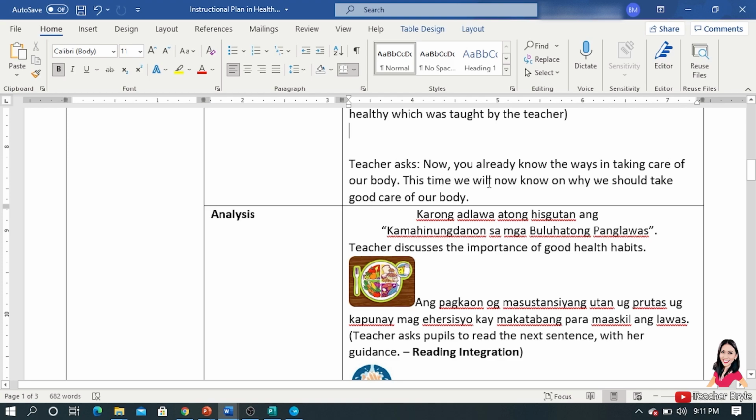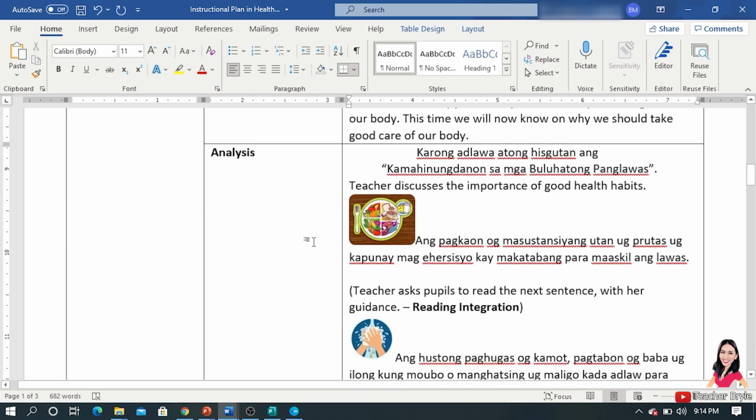This time, we will now know why we should take good care of our body. So the next part of our instructional plan is analysis. Here, karong adlaw atong iskutan ang kamahinungdanon sa mga buluhatong panglawas. Teacher discusses the importance of good health habits. So, teacher will first define what kamahinungdanon is.